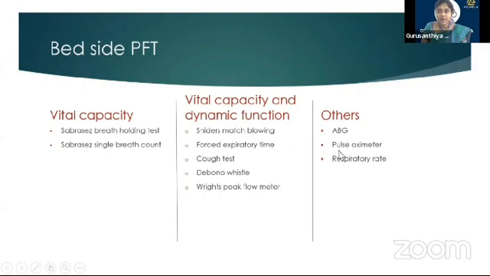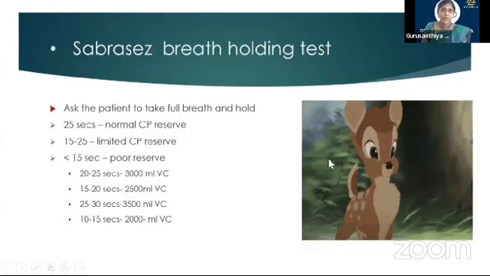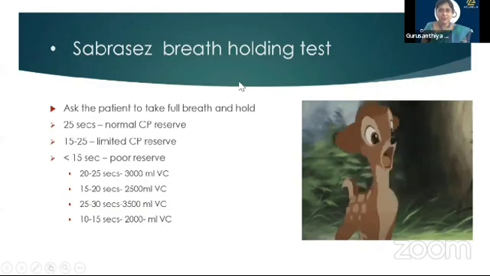It gives us the idea about the room air saturation, the pulse rate, and the respiratory rate, if at all the respiratory rate is high. Chronically, if the patient's respiratory rate is high, then the patient may have respiratory fatigue. And if you're trying to wean the patient off the ventilator, then the patient may have desaturation and weaning failure. So first, coming on to the breath holding test.